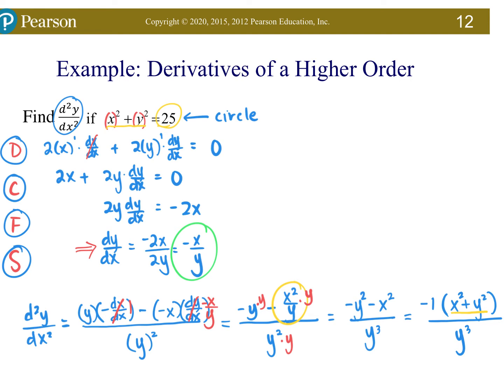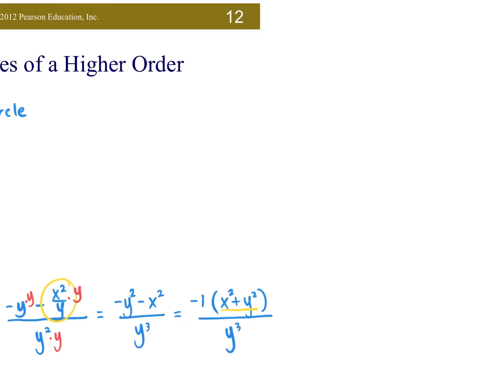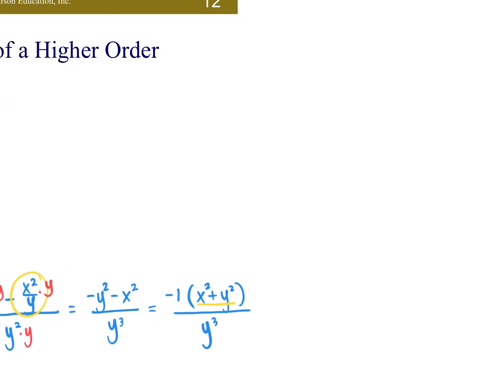It's kind of like the Pythagorean theorem, you know, that sine squared plus cosine squared is always equal to 1. Well, in this problem, x squared plus y squared, because it's a circle, is always equal to 25. And so we can simplify this even further and say, well, this turns out to be negative 25 over y cubed. And that is the expression for the second derivative, and that is as simple as you can make it.